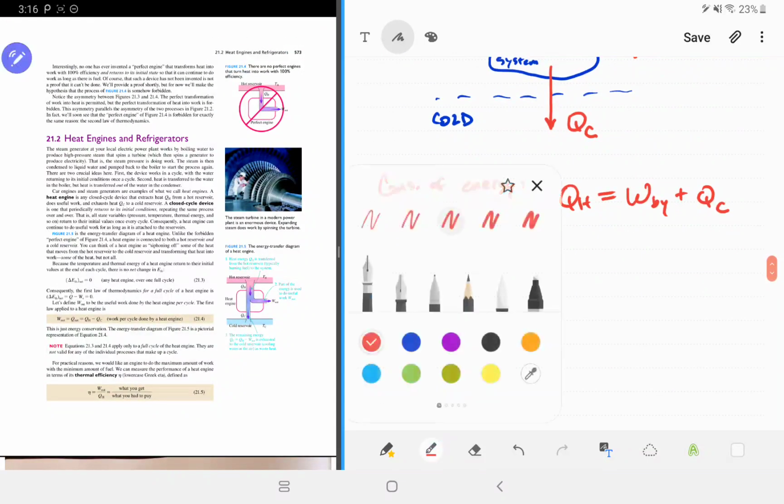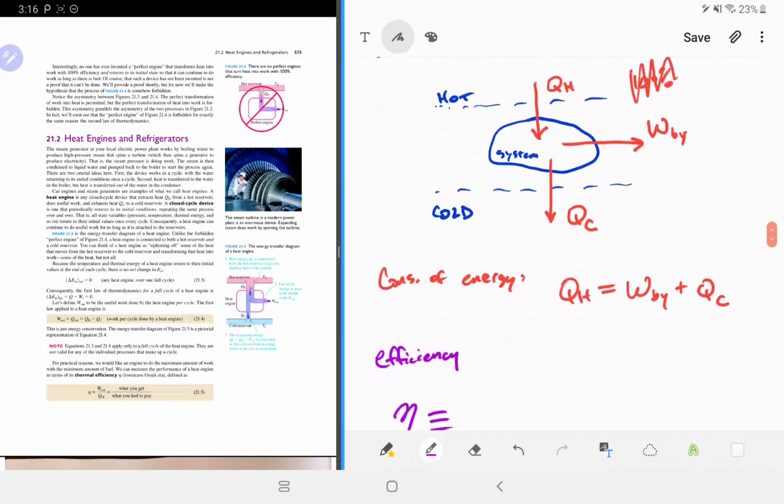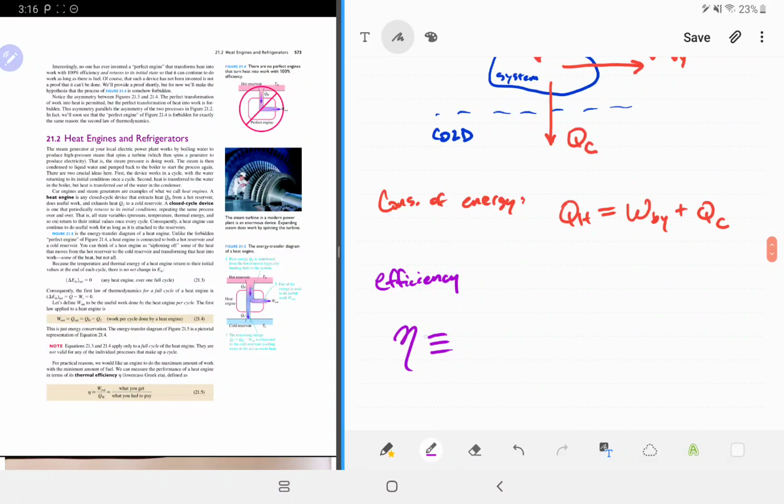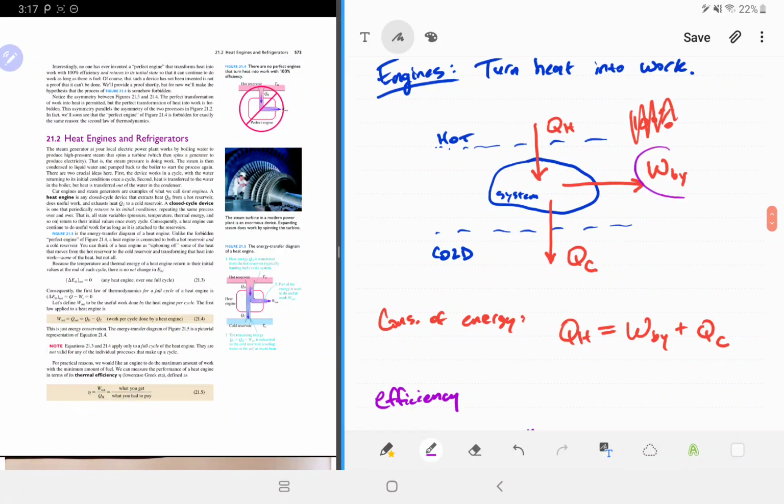Now, the measure of efficiency here, so efficiency of an engine. We use the letter eta for this. This is the efficiency of the engine, and it's a number that's encapsulating how good an engine is. So we want to maximize this thing. The definition is going to be a ratio: what we want out of this engine on top, and what we have to pay for it on the bottom. So we want to maximize the numerator and minimize the denominator. These quotes are just a way of remembering what the definition is.